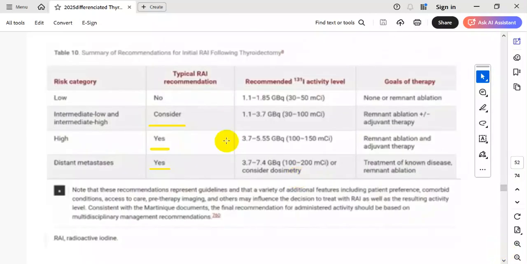Here is when we recommend radioiodine therapy for intermediate-low and intermediate-high. Sometimes it's considered. This is the dose, and we definitely use it in the high-risk category and distant metastasis. So only the dose is different.